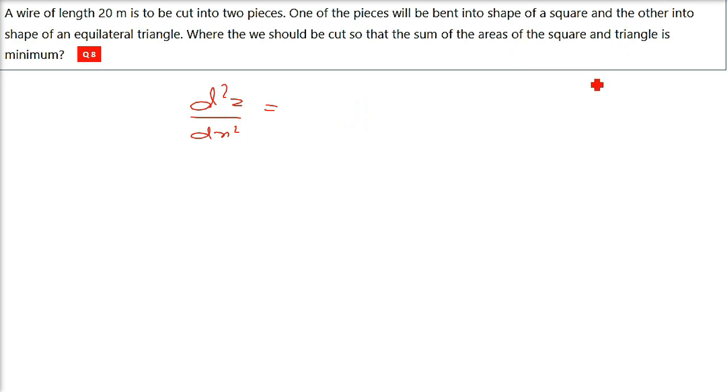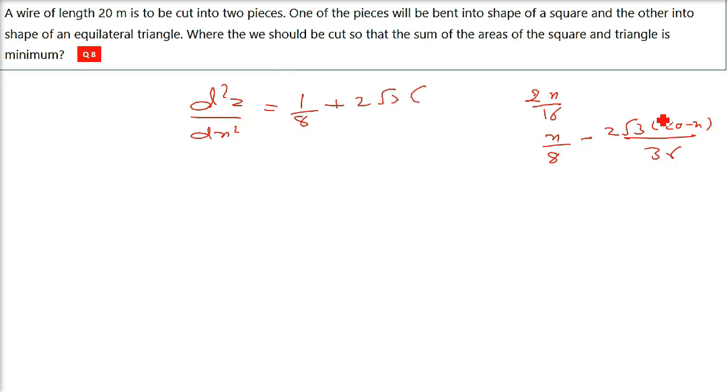And the original expression, if you remember, was 2x divided by 16, and this is simply x by 8 minus 2 root 3 and 20 minus x divided by 36. So double differentiation will give you 1 by 8. This is going to be 20 minus x will give you negative. So I have already placed a plus here. 2 root 3, and this is going to be 36 in the denominator.